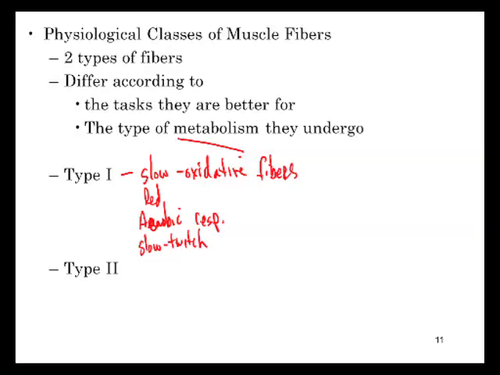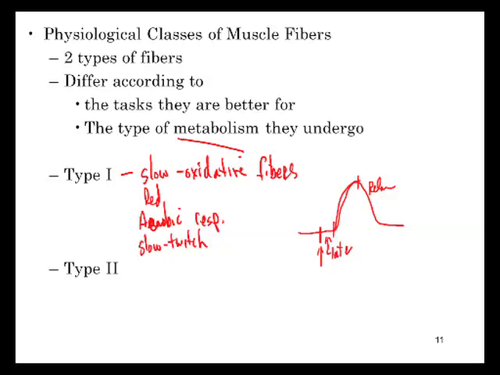Remember the muscle twitch? Where we had the latent period. Here's our stimulus. Here's our latent period. Here's the cross-bridge cycling. And then here's the relaxation. Slow twitch fibers typically do not go into those higher summation and things like that. Remember summation and incomplete tetanus? Slow twitch fibers don't do that. They have a very slow, steady rate of contraction, hence the name slow twitch.